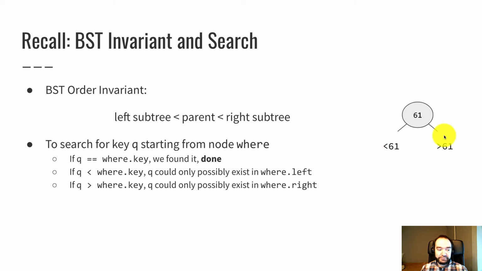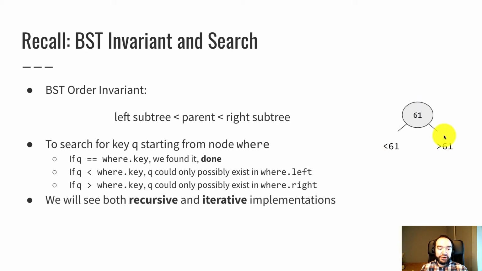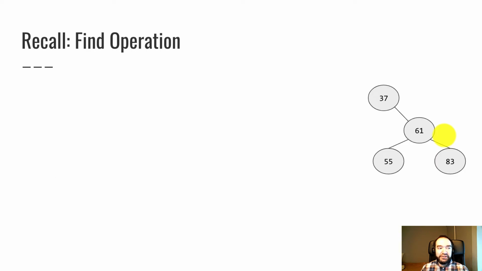Keep looking there. We will see both recursive and iterative implementations of this algorithm. And we'll see that they have pros and cons. This is an interesting case where it's good to compare and contrast the two alternatives. They both work and they're both efficient, but they have some advantages and disadvantages that we'll see in some time. So let's recap the find operation that we're trying to implement.